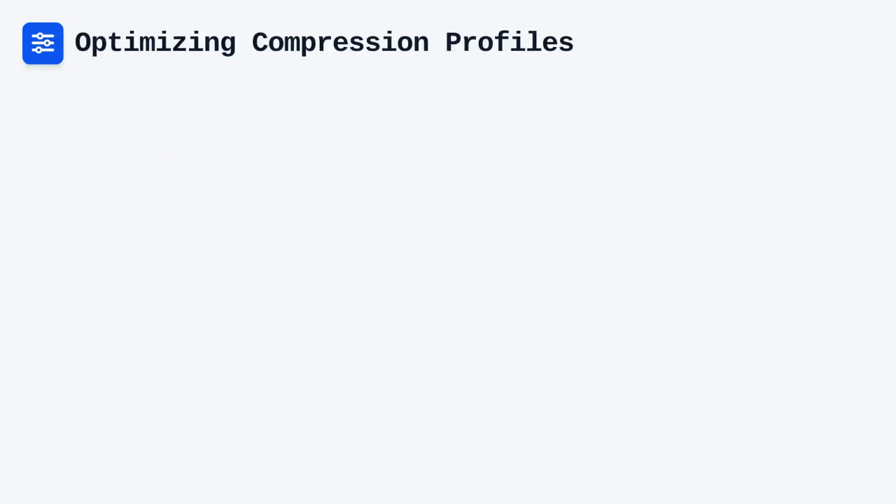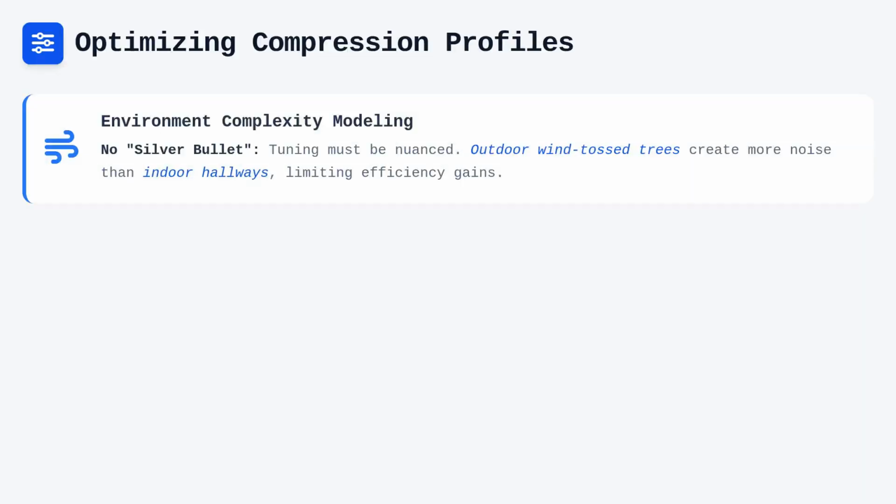Achieving these results in practice requires a nuanced approach to tuning for specific scene complexities, as there is no silver bullet for every configuration. For instance, an outdoor scene with wind-tossed trees will naturally produce more noise and motion, which limits the potential efficiency gains compared to an indoor hallway. Your job as a system designer is to model the complexity of the observed environment and set the compression profile to respect those atmospheric or environmental conditions while still maintaining the integrity of the footage for third-party decoders.